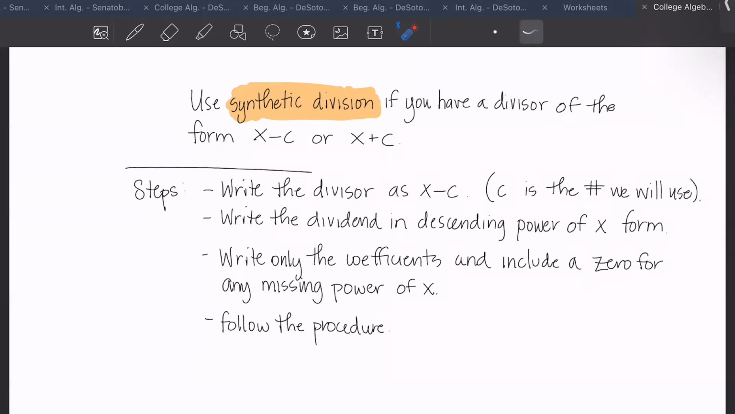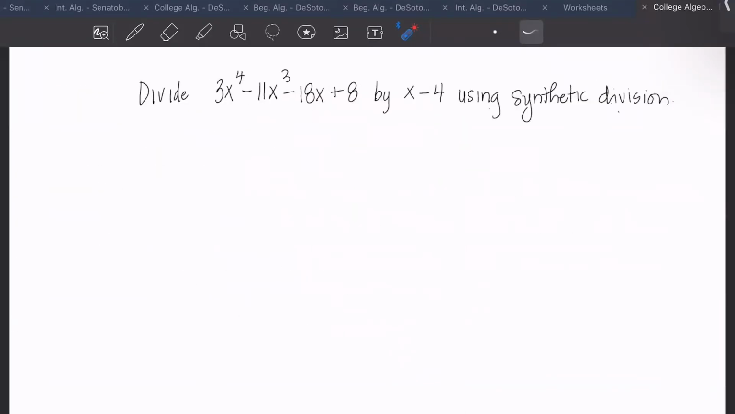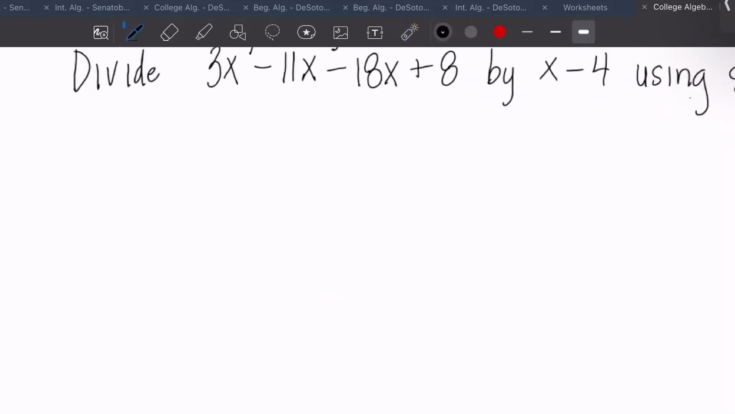So if in your problem you have 4, 3, 1, 0, and you have no x squared term, you're going to need to include a 0 for your coefficient of your x squared term. And then you're going to follow the procedure that we will go over, okay? So this one says divide that polynomial by x minus 4 using synthetic division. All right, so if you ask these two questions up front, it'll help you, okay?